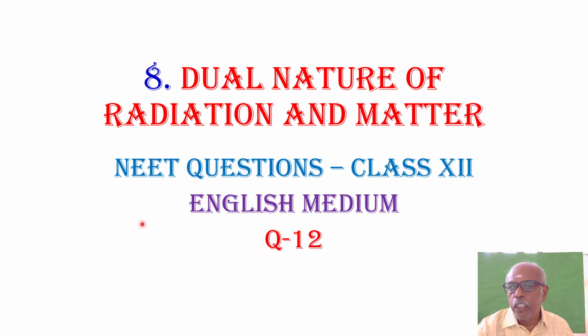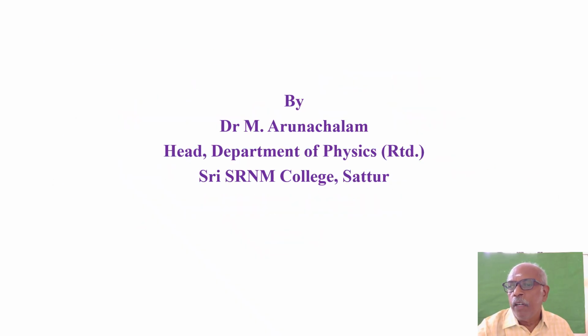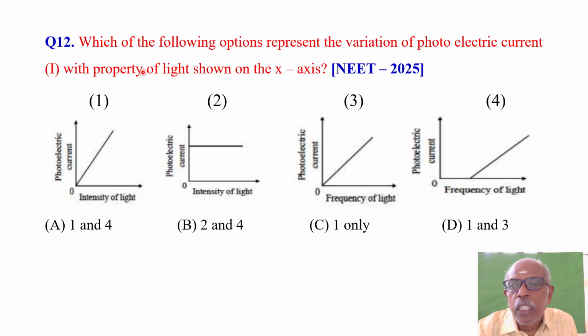In today's video also, you are going to solve a multiple choice question from the chapter Dual Nature of Radiation and Matter. What is the question, sir? Which of the following options represent the variation of photoelectric current I with the property of light shown on the x-axis? This question has been asked in the NEET examination in the year 2025.